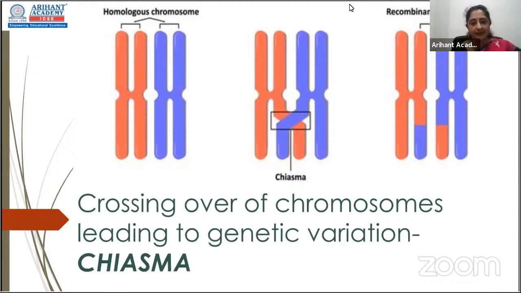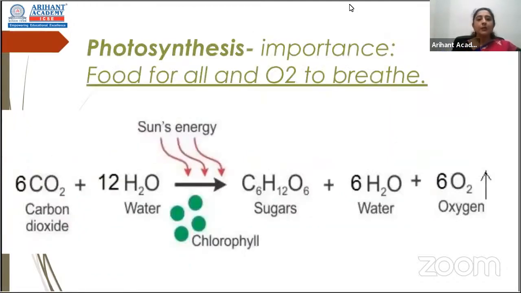These type of chromatids in which the genetic crossover has taken place are known as recombinant chromatids because there's some recombination here. And this part where the crossing over takes place is called the chiasma. You should know what a chiasma is. It is nothing but crossing over of chromosomes, which leads to genetic variation. With this, we have completed the chapter, the major highlights of the chapter, which are important syllabus-wise.